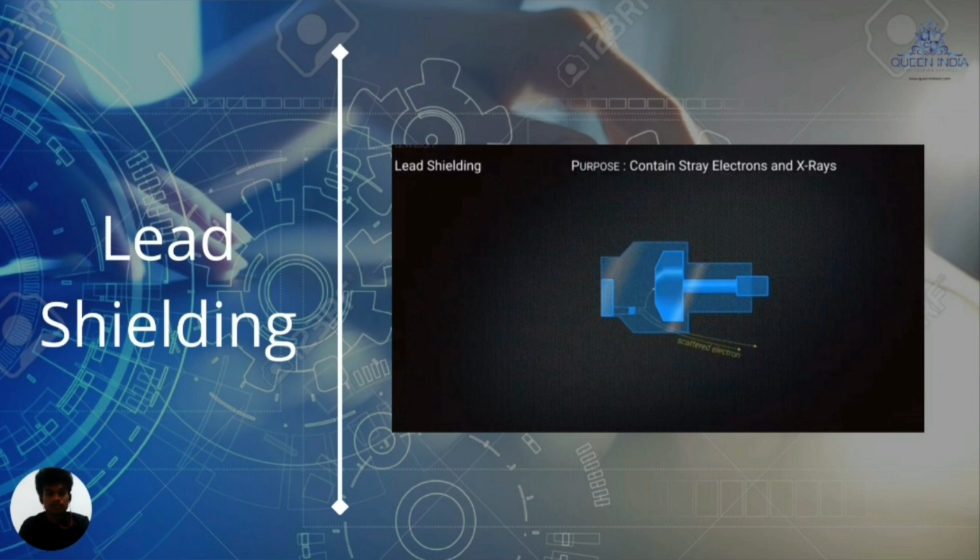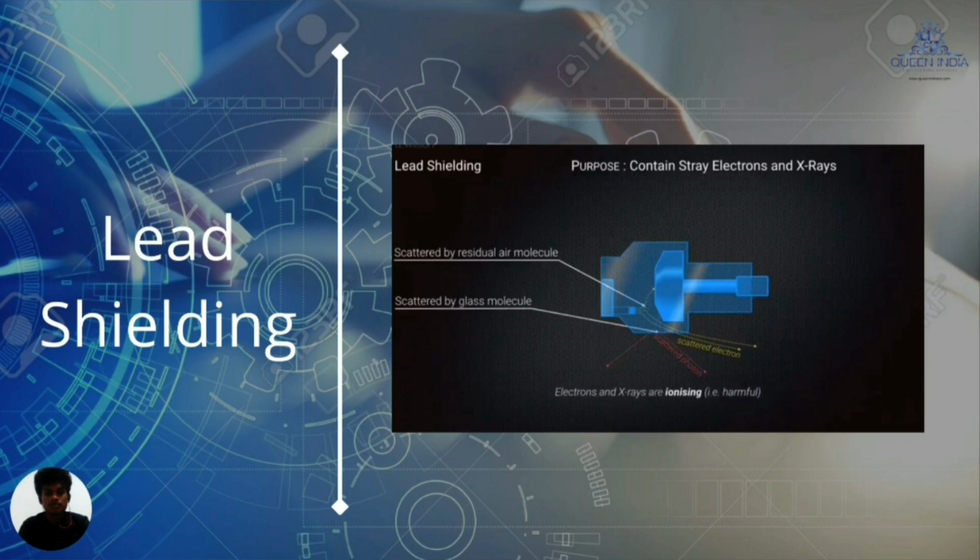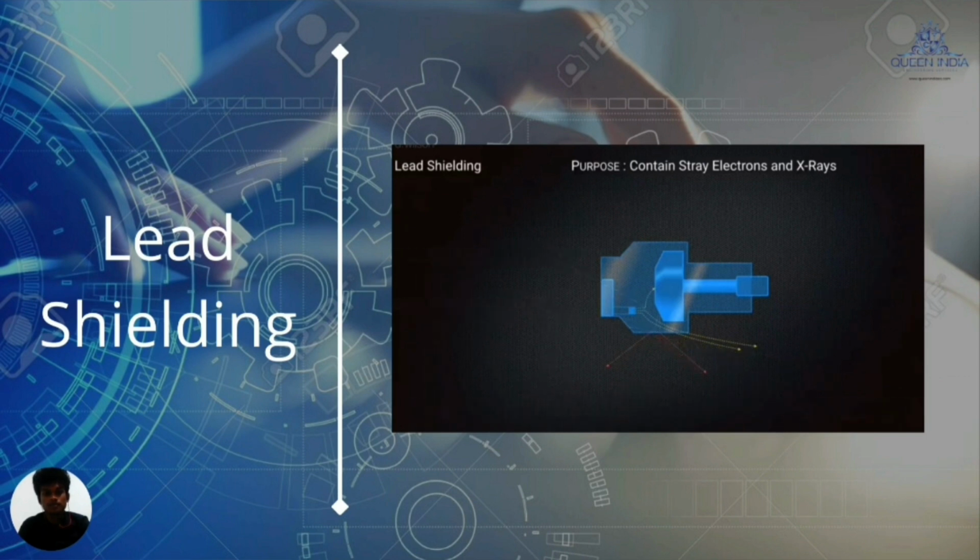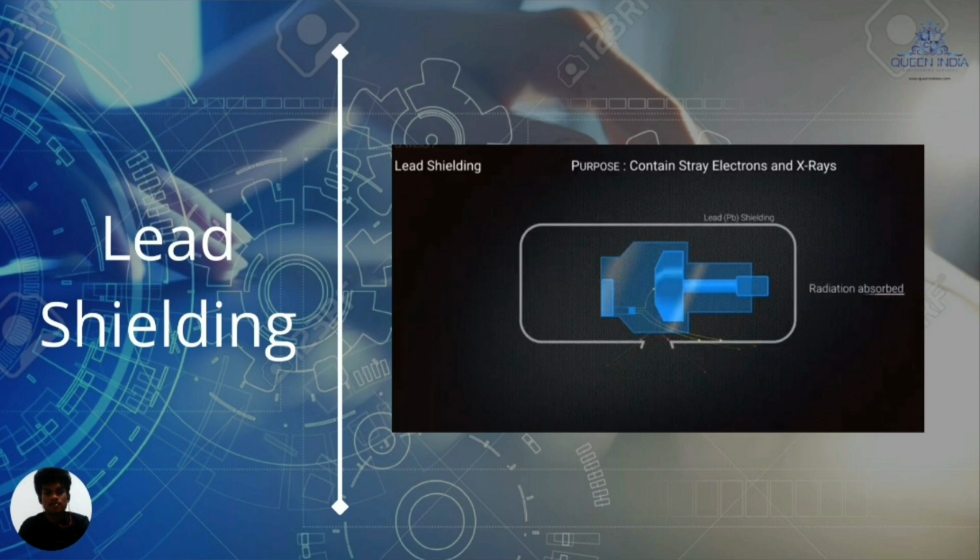There are possibilities of scattering of electrons from the air molecules which are present inside the chamber and by the glass molecules. So the scattered electrons and X-rays will be more harmful for operators. That's why we are using lead shielding for protection purposes.